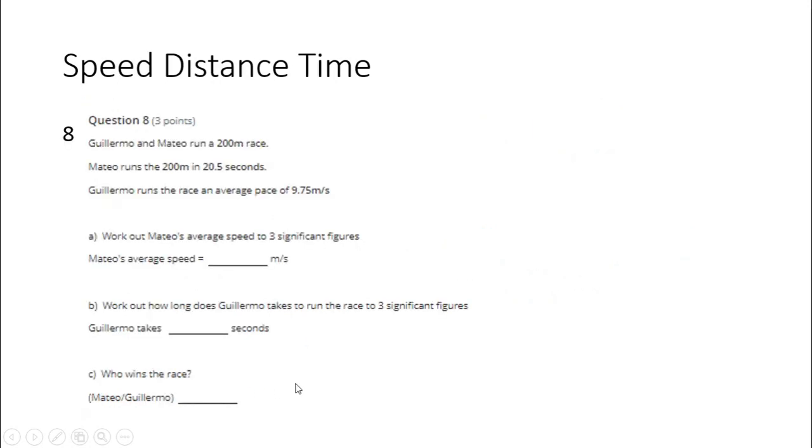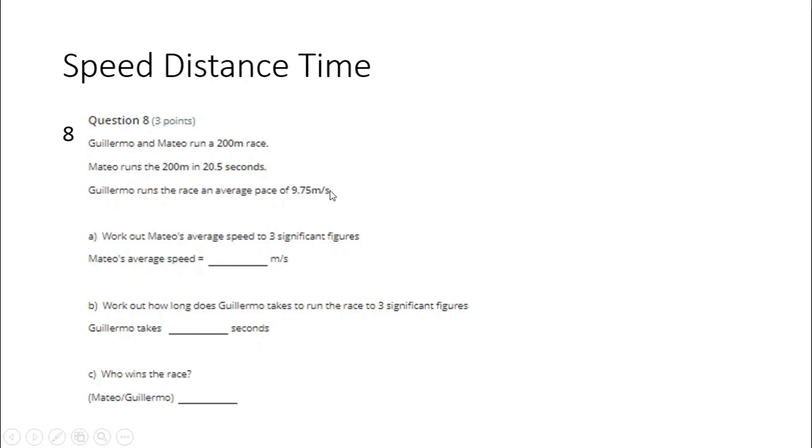Right, speed, distance, time. Guillermo and Mateo run a 200-meter race. Mateo runs the race in 20.5 seconds. Guillermo runs the race at an average pace of 9.75 meters per second. This question is very similar to the previous one. We're looking at 2 different measures, and they're measuring different things. Here we're measuring time, and here we're measuring speed.